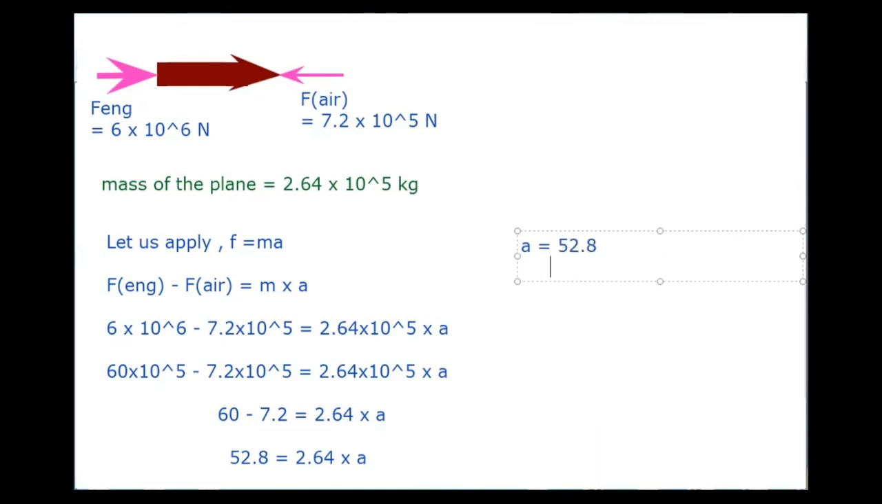52.8 divided by 2.64. So actually this is something like 528 divided by 264. 528 divided by 264 will be 2. But there are decimal places. Therefore, if you divide this, you will get 20. So a equals 20 meters per square second.